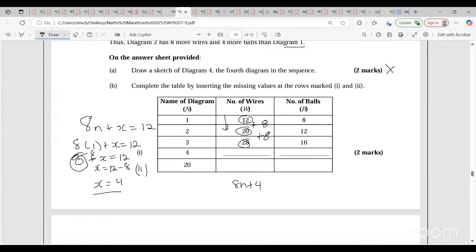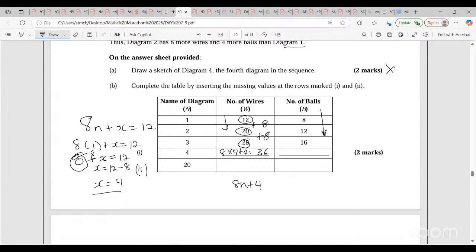Now we can check to see if that is consistent throughout, right? So 8 twos are 16 plus the 4, 20. 8 threes is 24 plus 4, that's 28. So that means we are going to say 8 times 4 plus the 4 to give us this one. So 8 fours are 32 and 4, I did say 36. So I agree.